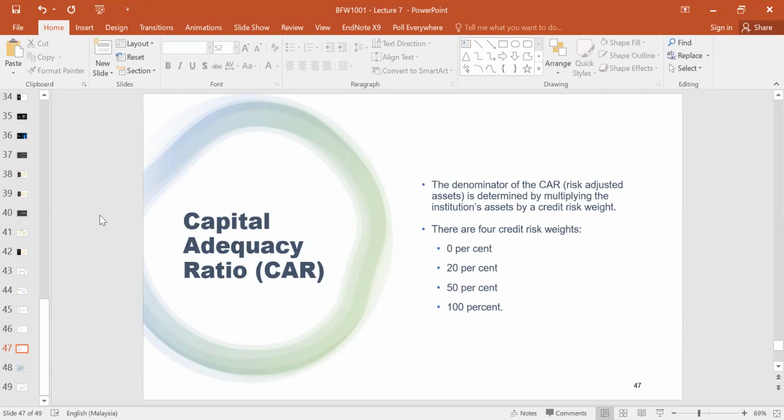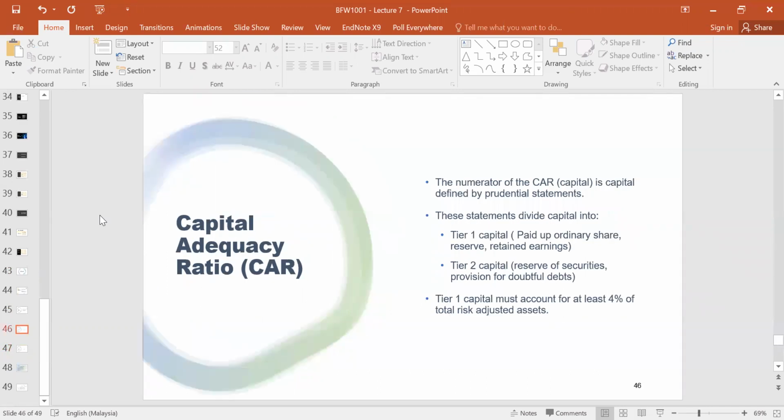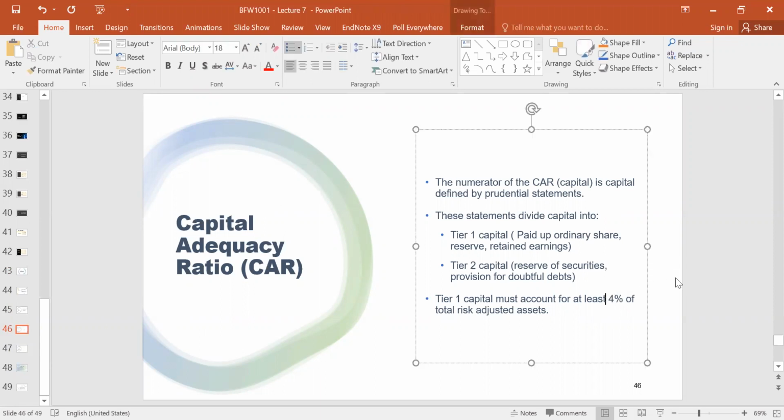As for the numerator, we have all the capitals. So we have two tiers of capital here. Tier 1 includes the paid up ordinary share, the reserve, and the retained earnings. And the Tier 2 capital is a reserve of securities and a provision for doubtful debts or debt write-offs. According to the Basel framework, the Tier 1 capital has to have at least 4% of the total risk-weighted assets.